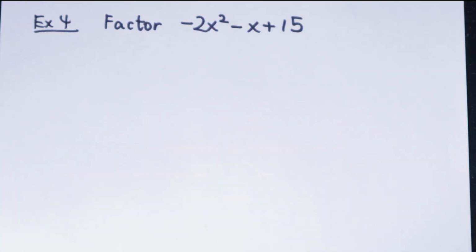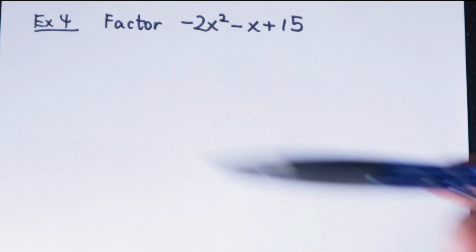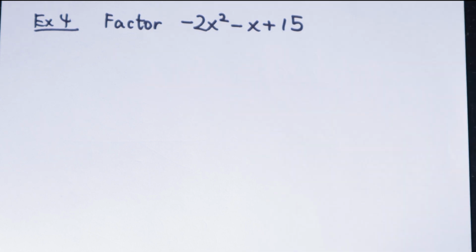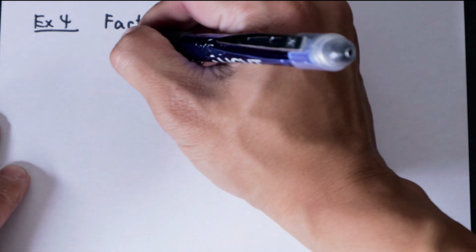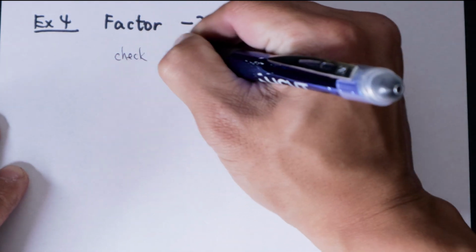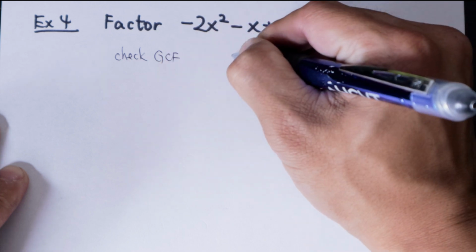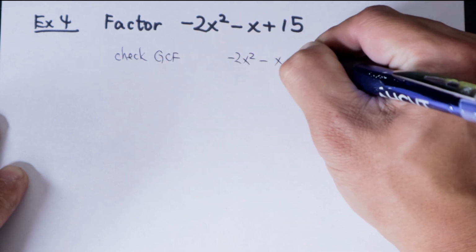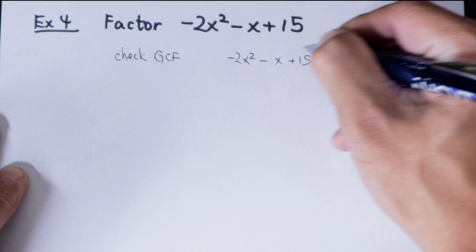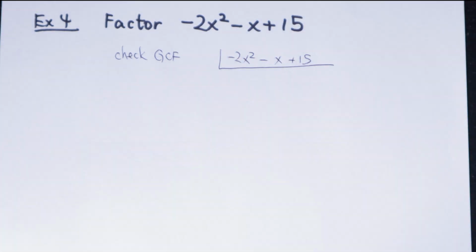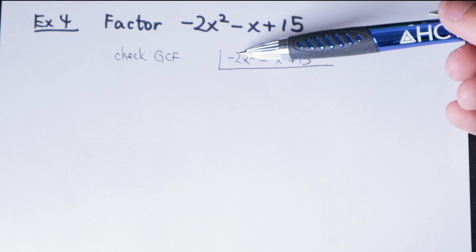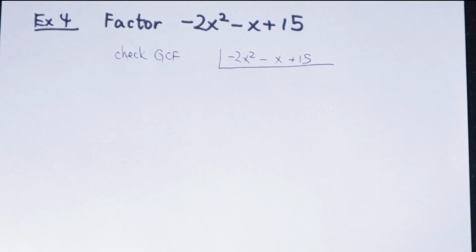Well, let's take a look at the last example in this lesson, which is example 4. It says factor negative 2x squared minus x plus 15. Well, as always, we're going to check the GCF. Always, always, always. Okay. So first, I'm going to put negative 2x squared minus x plus 15 inside the hockey stick method. Well, is there any factor that is a common factor of negative 2, negative 1, and positive 15? Well, besides 1, there's not really anything.